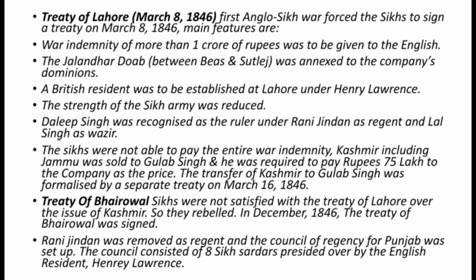Now the Treaty of Bhyroval. The Sikhs were not satisfied with the Treaty of Lahore over the issue of Kashmir, so they rebelled in December 1846. The Treaty of Bhyroval was signed. According to the provisions of the treaty, Rani Jindan was removed as regent, and a Council of Regency for Punjab was set up, and the council consisted of 8 Sikh Sardars presided over by the English resident Henry Lawrence.